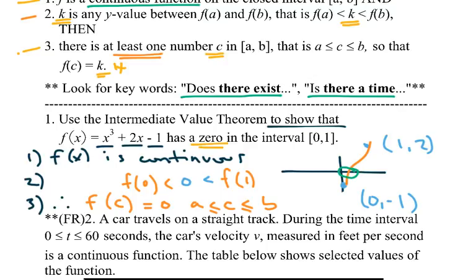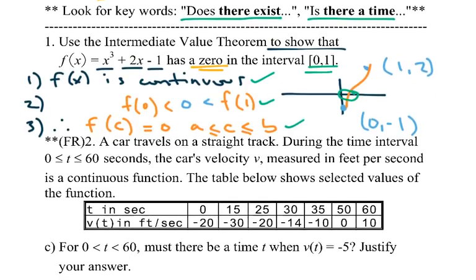Great. So basically what we had to do is show that it was continuous. We had to show that 0 was between f of 0 and f of 1, which was our interval, remember? And then we could say that there was some value c where f of c was 0. And I know that seems like a lot of work for such a simple concept, but these are the things that AP is going to be looking for when they grade you.